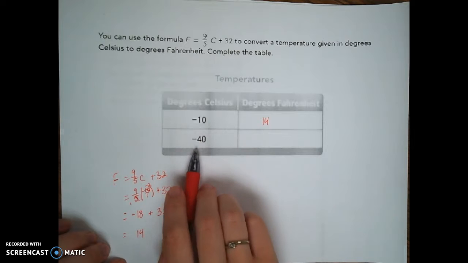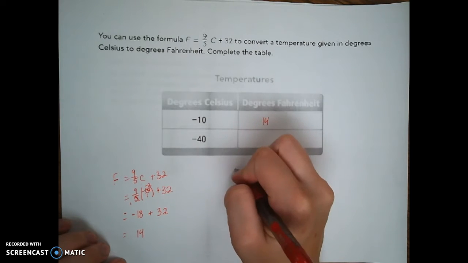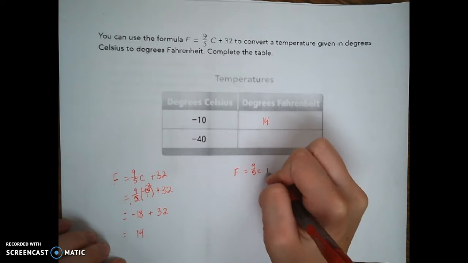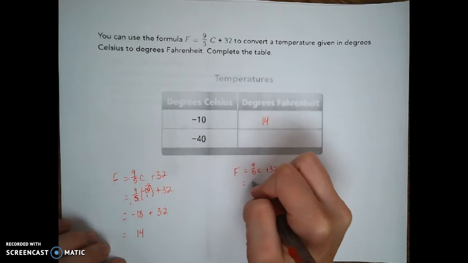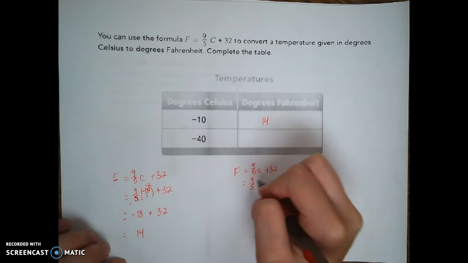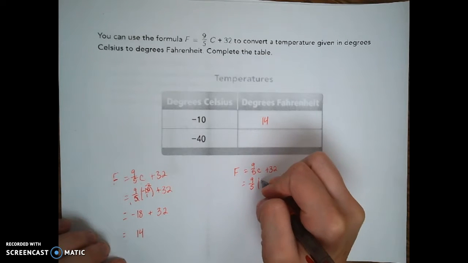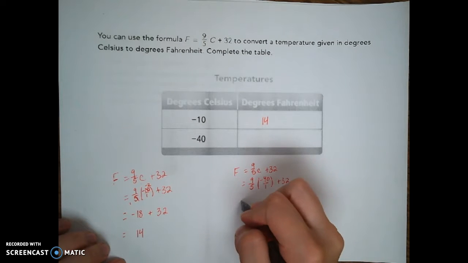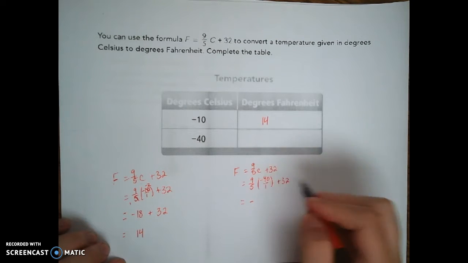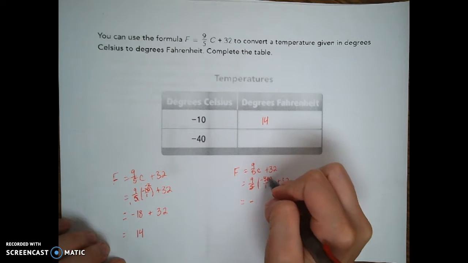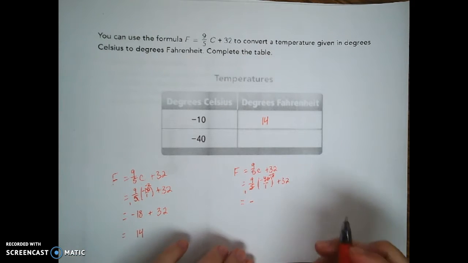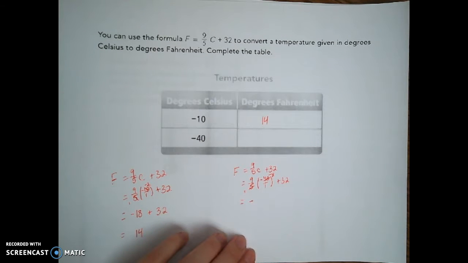Now I want to do the same thing for my -40. So I started off with F equals 9/5 times C plus 32. So now I'm going to have 9/5 times -40, but since I'm talking about fractions, I'm going to make that a -40 over 1, plus 32. Again, I have to do my multiplication first. I have a negative times a positive, so my answer will be negative. I can simplify here to make this a 1 and this a -8. And then I see that I have 1s on the bottom again, so it's going to be a whole number.